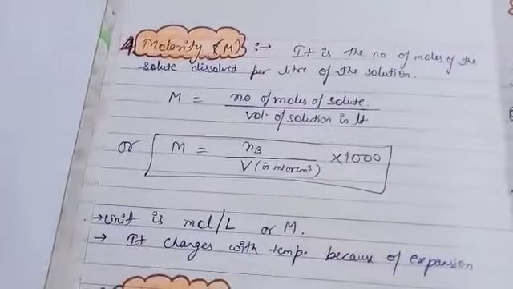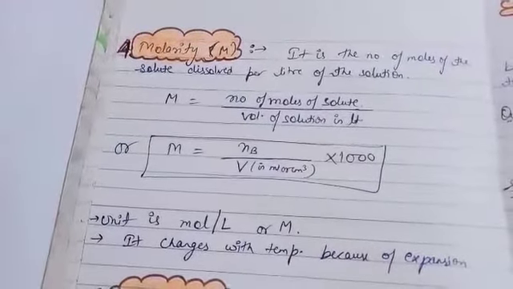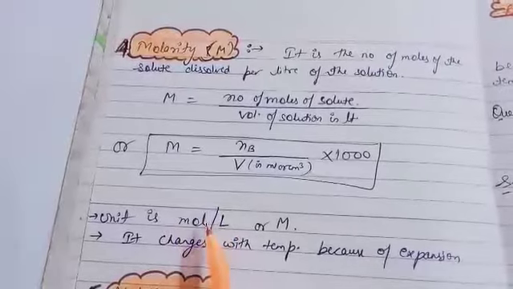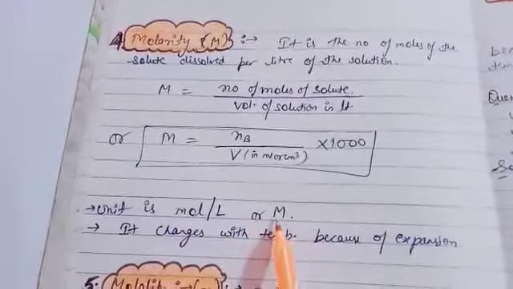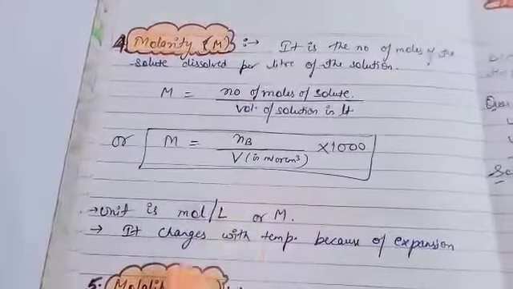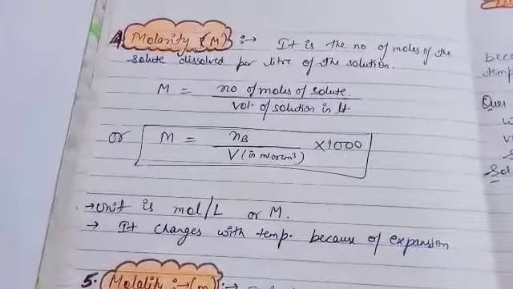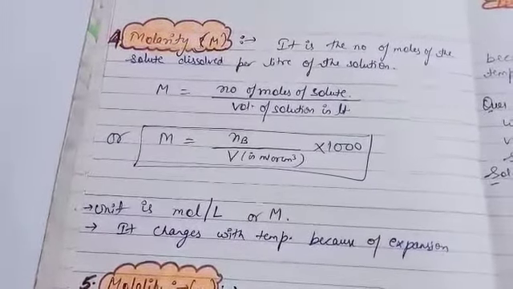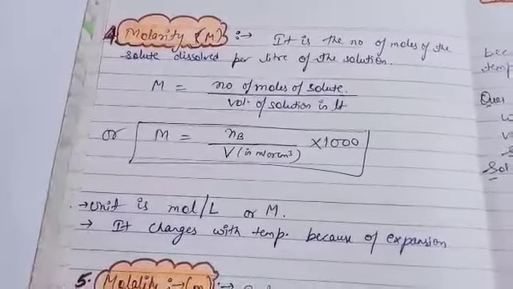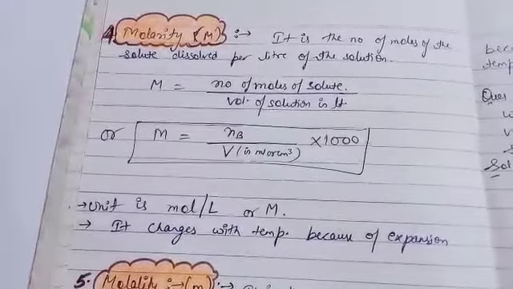Now in this molarity, what's the unit? The unit of molarity is mole per liter, and instead of this you can write capital M. And because volume is involved, molarity changes with temperature. As temperature increases, volume expands, and if it decreases, then it contracts. So it changes with temperature.